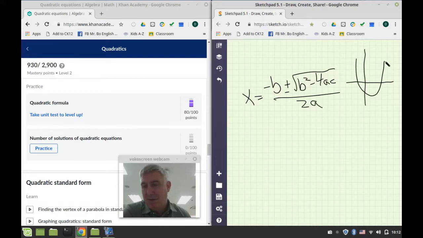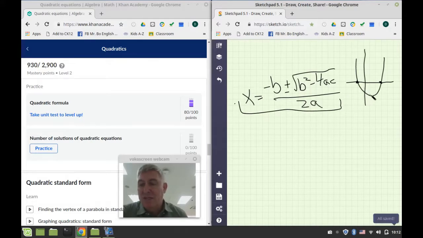If our parabola looks something like that, we have our normal points that we think are important, which is the x-intercepts, and our quadratic formula will give us that. We have our y-intercept, and that's pretty easy to get because we just set x equal to 0. And if it's in standard form, then that's just c.